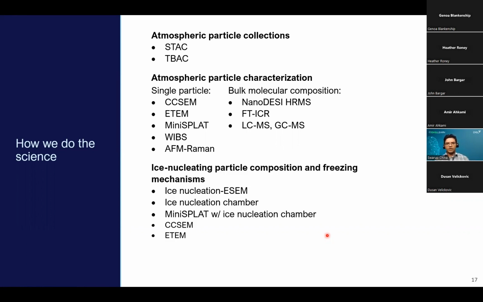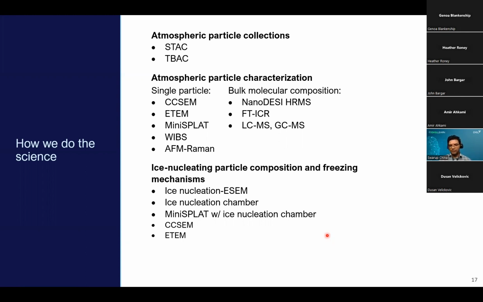Next is the ice nucleating particle composition and the freezing mechanism. One thing I did not mention is that there is an ice nucleation chamber integrated in the environmental SEM as well. This is specifically useful for more fundamental studies where you really try to understand how individual particles freeze, especially internally mixed particles, which portion of the particle is freezing, or if you really want to understand the thermodynamic properties, at what relative humidity with respect to ice, or what temperature ice is formed.